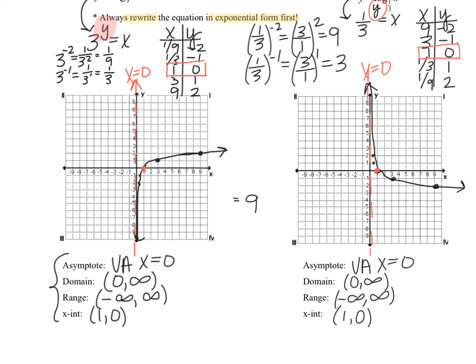And then the last thing I want you to notice before we finish here is when the base was 3, this graph was an increasing graph. And when the base was 1/3, the graph was decreasing. So that tells us that when the base is greater than 1, the graph is going to increase. And when the base is a fraction between 0 and 1, the graph will decrease.